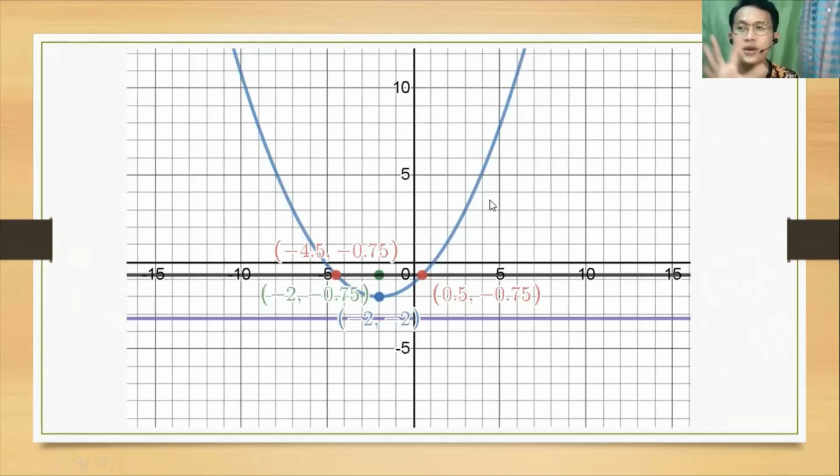This is how the graph looks like. It's very wonderful, right? So the graph should look like this. It's opening upward. You have here the ends of the latus rectum, and then you have here the focus and you have here the vertex.